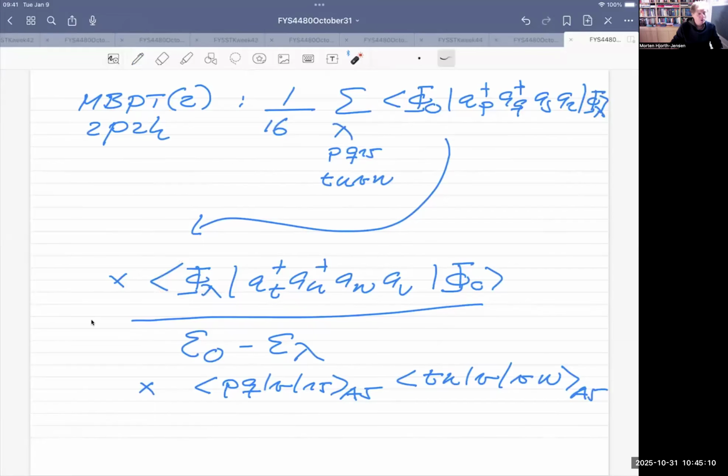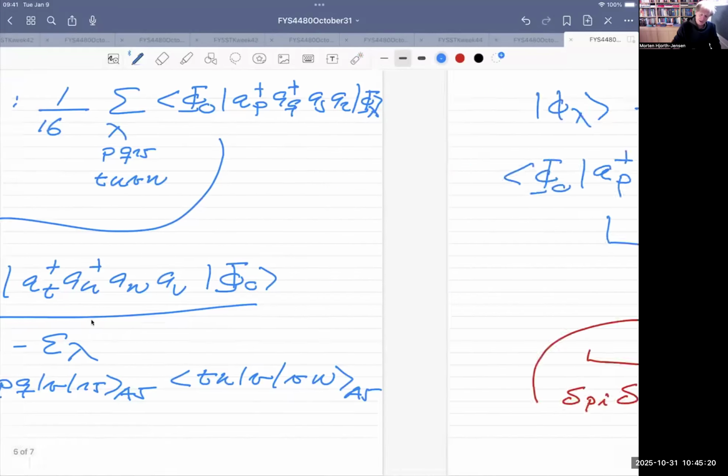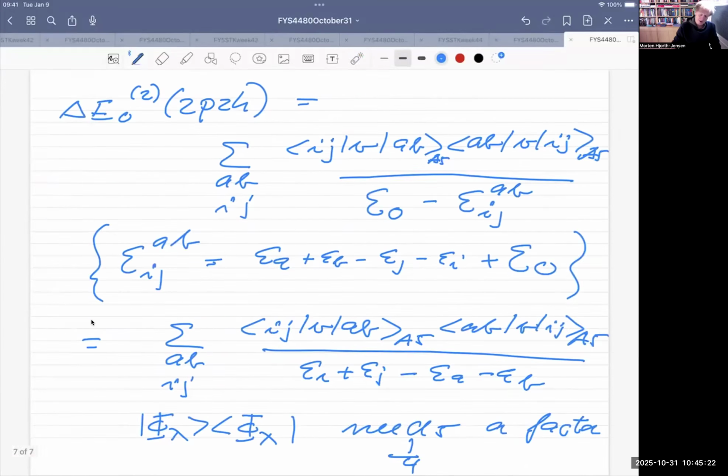If we were looking at one particle, one hole states, we would not need a factor 1 divided by 4. So there is a missing factor 1 over 4, which we then would have to place back in the final expression. So the final expression is actually 1 divided by 4 and 1 divided by 4 here. And now we can write out the final contribution to the second order perturbation theory.